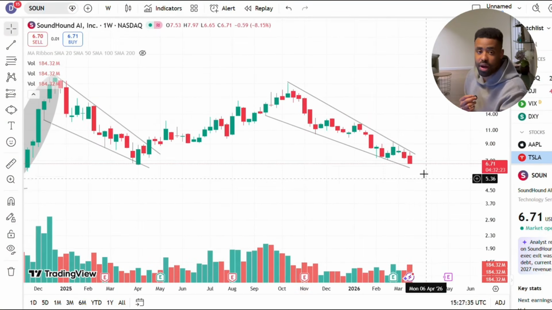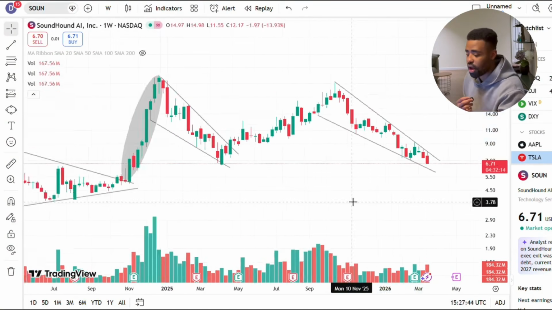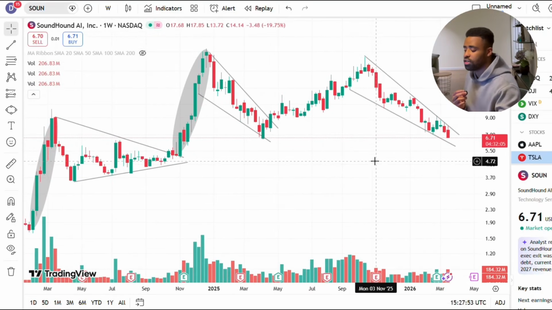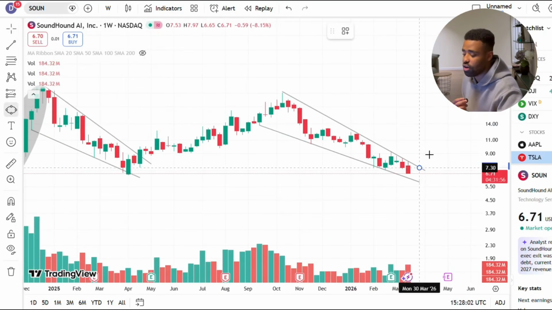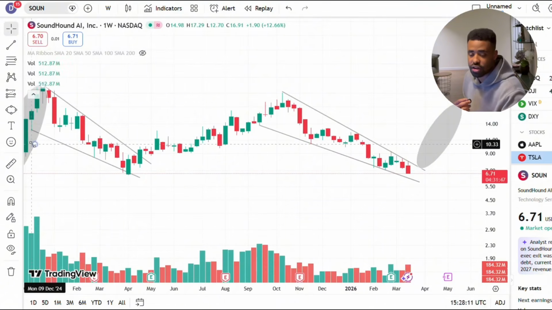You can see some sort of patterns forming, back to back to back. And once you start understanding that, you don't really need to overthink it. You just wait for the setup to come to you. Let's get on to the next tool.